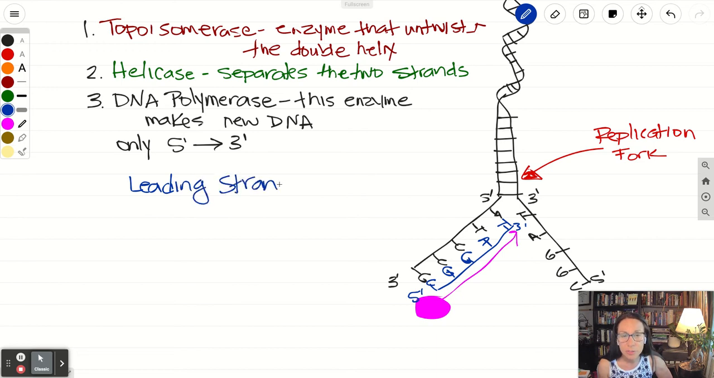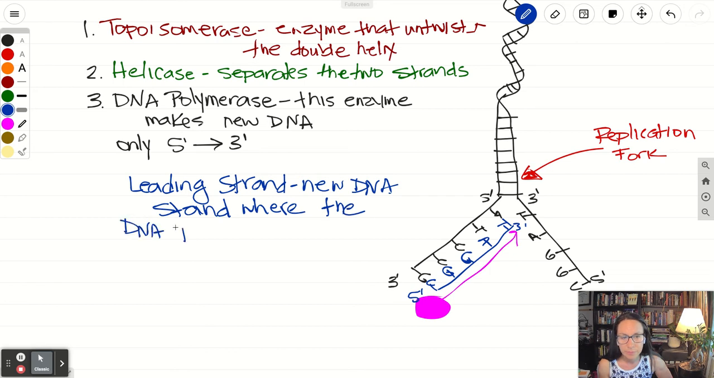The leading strand is the new DNA strand where the DNA polymerase follows the helicase.